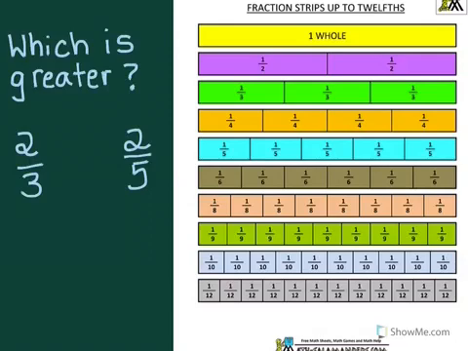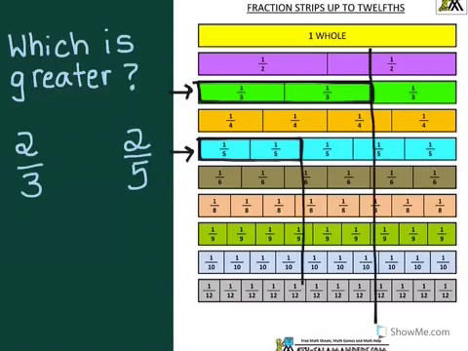So I'm going to start with 2/3. If I look, here's my thirds. We have 1/3, 2/3, and 2/5. Here's fifths, and I have 1/5, 2/5. So if I look, the thirds stretch all the way to here, but the fifths are only to here. So clearly 2/3 is bigger than 2/5.